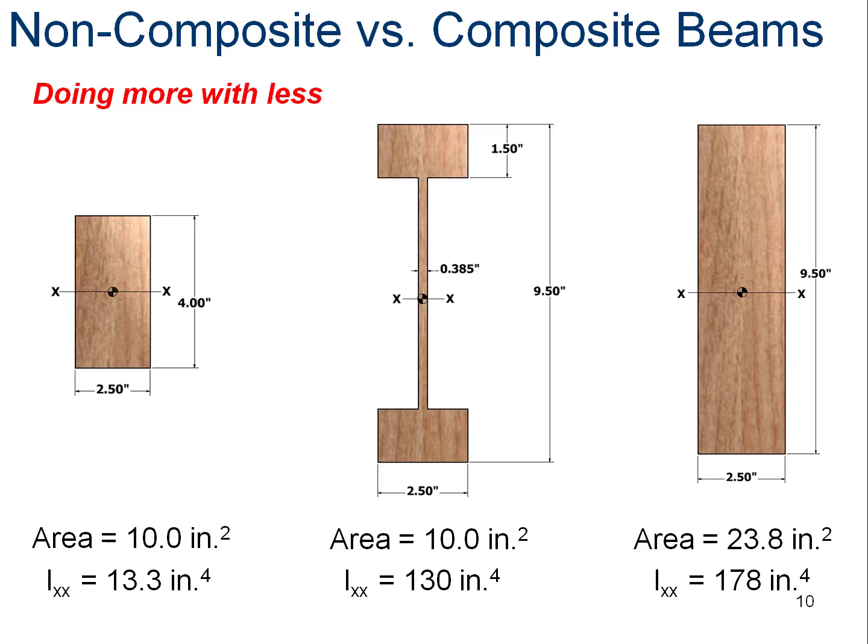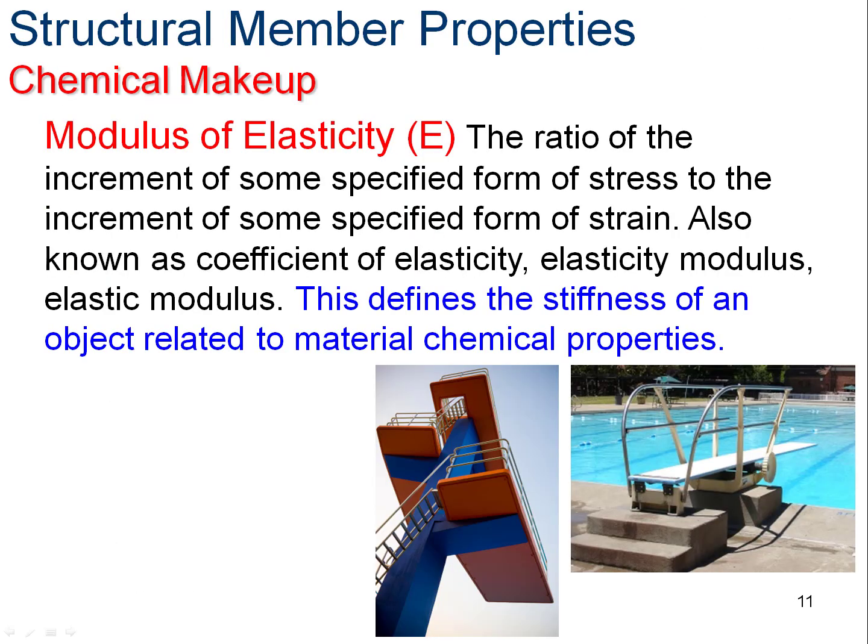Now, if I made a bigger rectangle, I do get more stiffness. I get 178 inches to the fourth power. But holy smokes, I used 2.38 times the amount of material. So what you're seeing is, if I go to a composite shape like an I-beam, I get some advantages like a flange, three-dimensional loading capacity, and I also get a very, very much higher moment of inertia for the same amount of material. That's why we use I-beams.